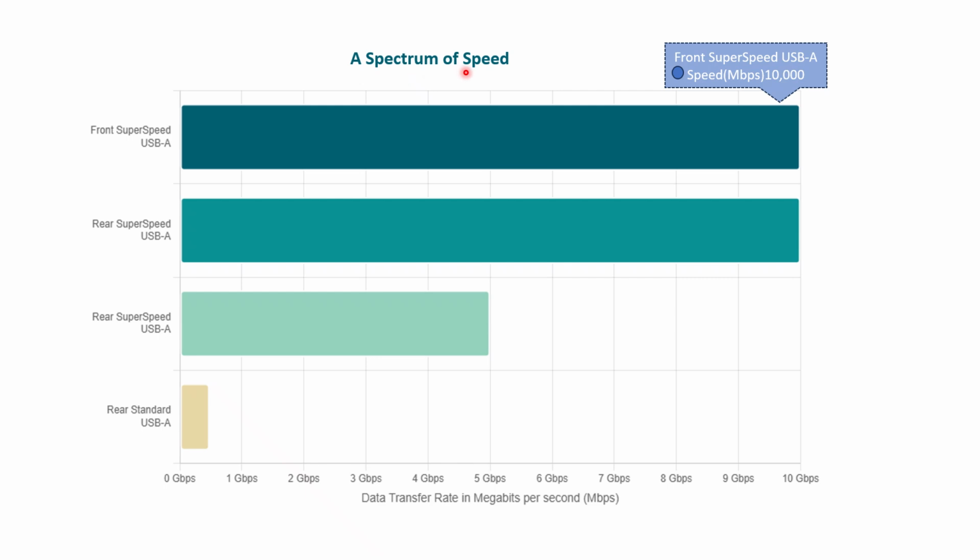Now the spectrum of speed. In the last slide we have seen the front SuperSpeed USB; what is its speed? The front SuperSpeed USB Type A is provided up to 5 gigabits per second. The rear SuperSpeed USB, embedded in the workstation, also provides 10 gigabits per second, and the other rear SuperSpeed USB is provided up to 5 gigabits per second. And the front USB A class provides less, just for basic purposes as per requirement.